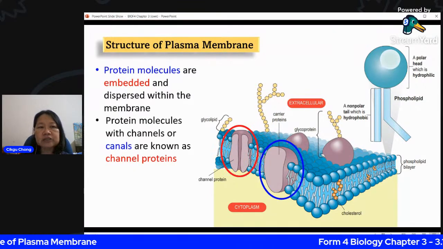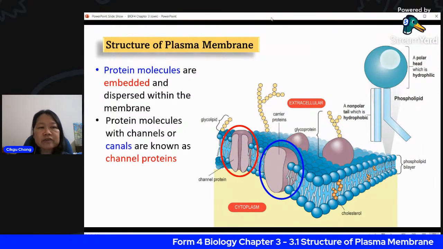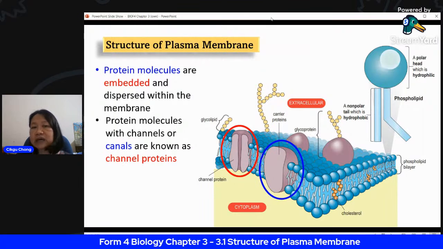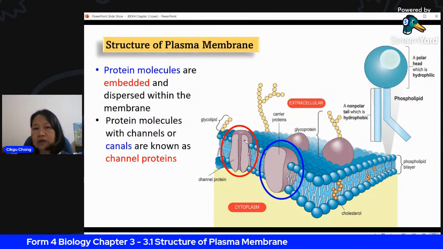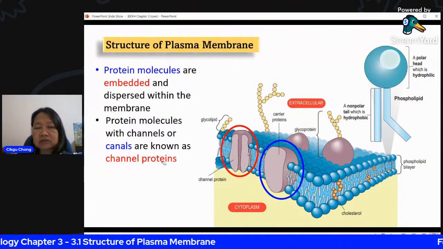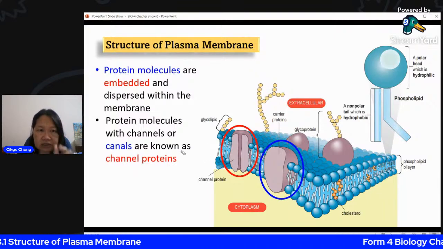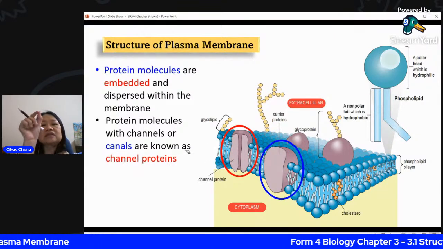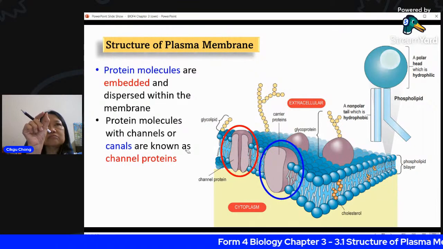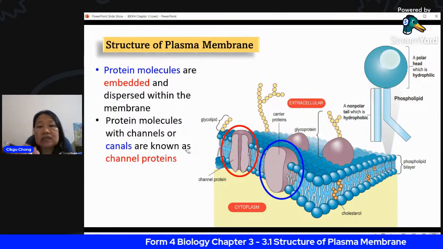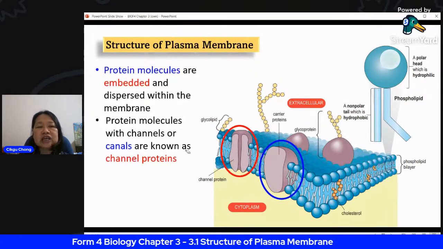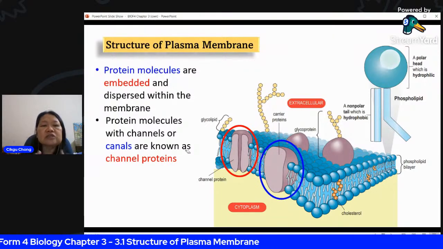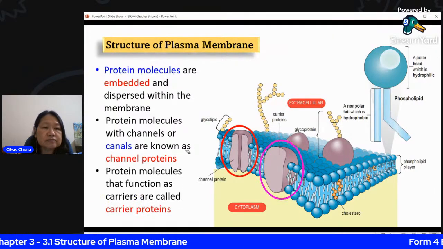These protein molecules have channels. There are two types of these protein molecules. There's one type which has got channels, that means canals. That means there is an opening in the middle, which allows things to pass through. So this is known as channel protein.